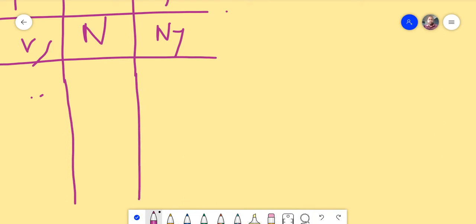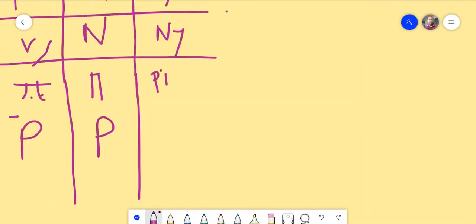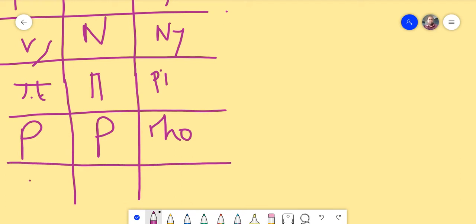And then we shall have the next one. This one, I think most people know it. You know that symbol, don't you? Yes, I knew you knew it. That's one common one. This one is pi. And then there's this one also, which is a very common one, and this is rho. And then we have this one.